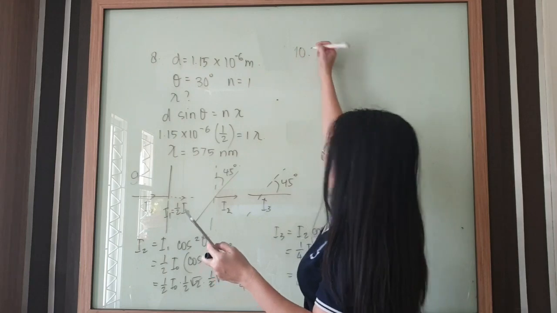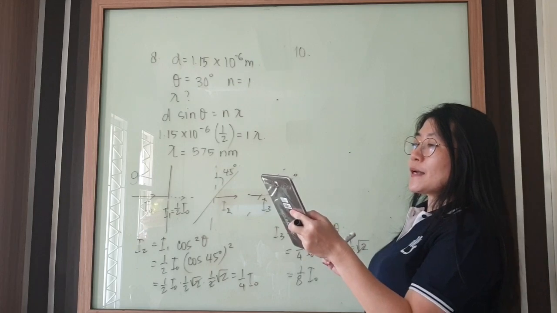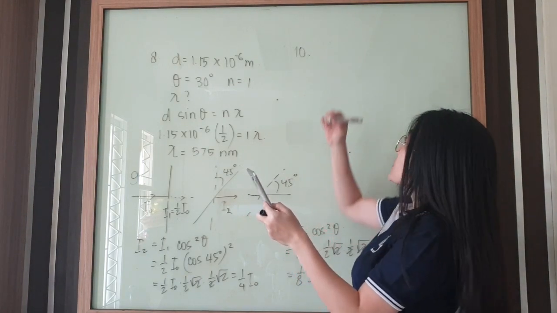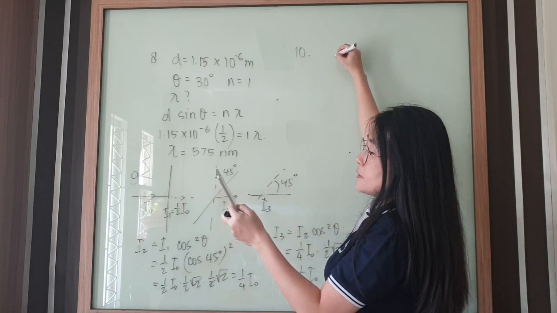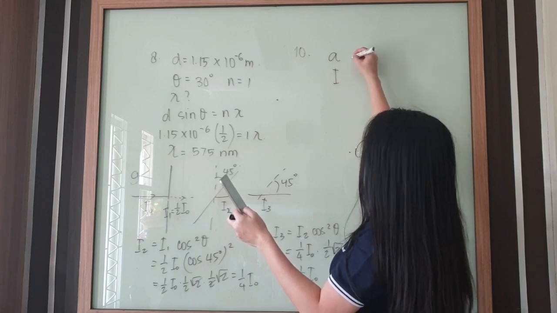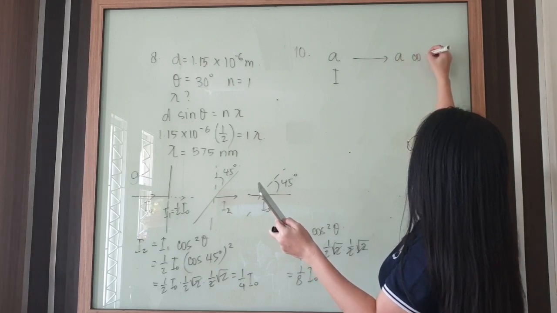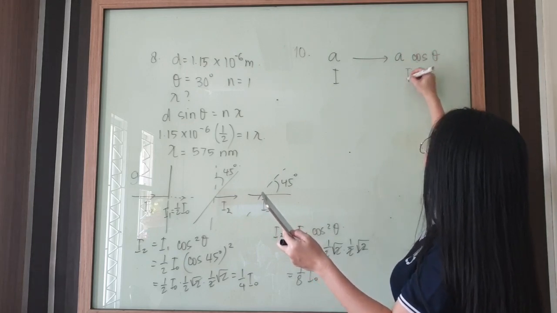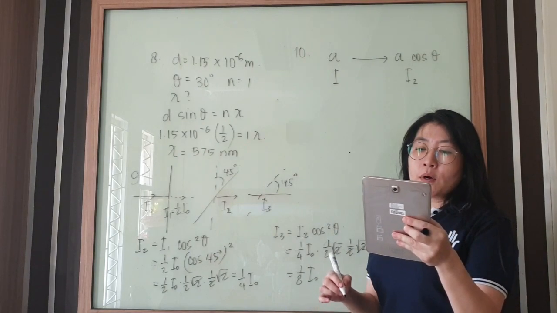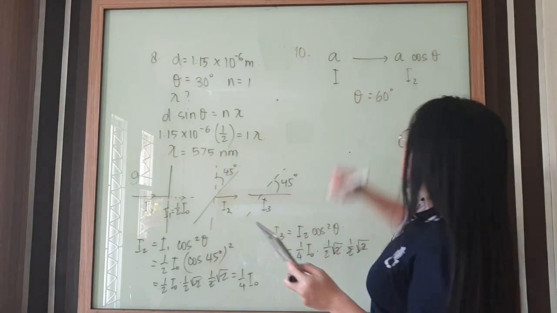Number 10. When a plane polarized light of amplitude A is passed through a polarizing filter as shown, the amplitude of the light emerging is A times the cosine of theta. So initially the amplitude is A, the intensity is I, and then when it is emerging, the amplitude becomes A times the cosine of theta, and we want to find I2, the intensity of light now. What is the intensity of the emerging light when theta is equal to 60 degrees?